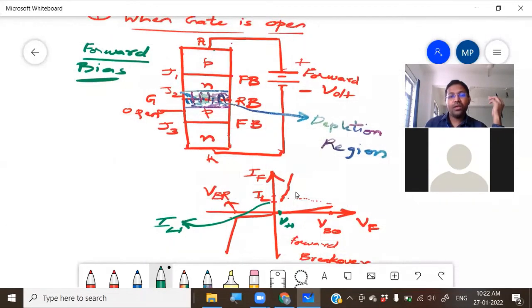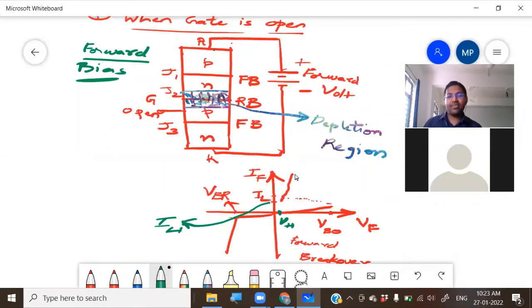From this point to this point, from origin to here, it is called the forward blocking region. Still the device is off and the current is negligible. Likewise, from here to here, the device is in the on state, the forward on state.